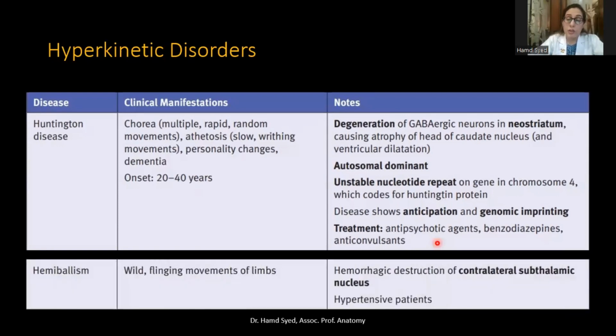Also, there is the condition which is known as hemiballismus. In case of hemiballismus, the part of the basal nuclei which is affected is the subthalamic nucleus. There is hemorrhagic destruction of the contralateral subthalamic nucleus. So such patients exhibit the wild flinging movements of the limbs, which is known as hemiballismus, and it typically occurs in patients who are hypertensive.